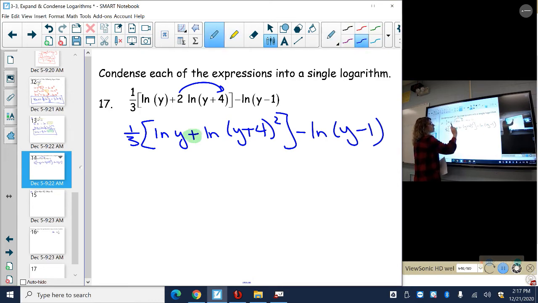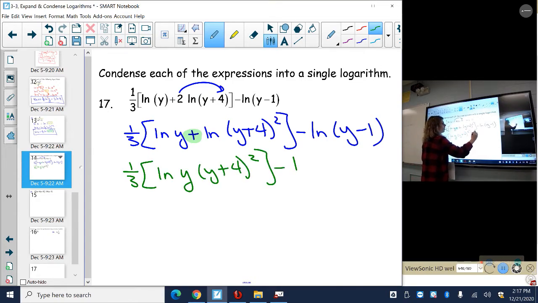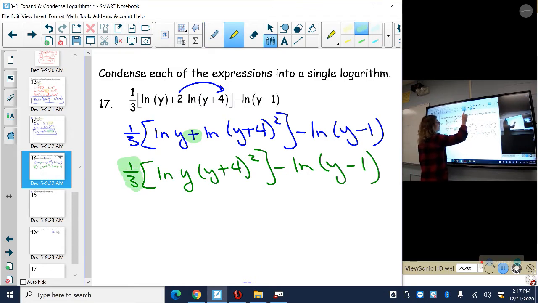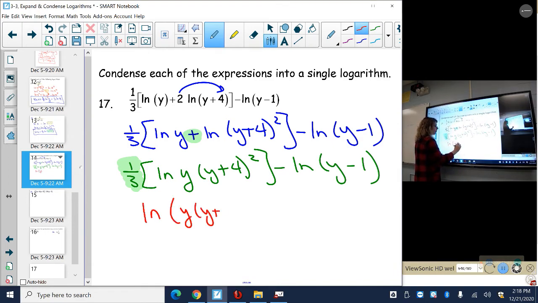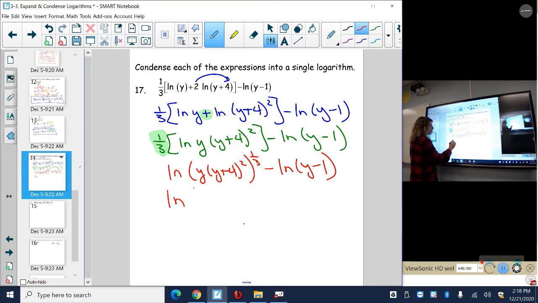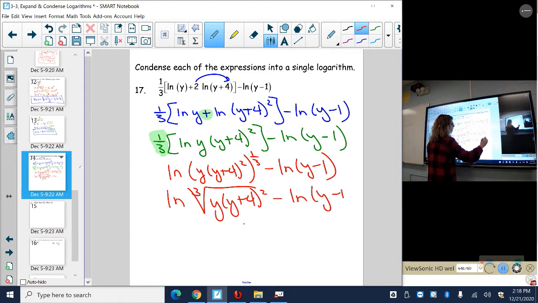Inside here, I'm attached by addition. That means I'm going to go ahead and have a third bracket, natural log of y times y plus 4 squared, minus the natural log of y minus 1. Now I have to deal with this bracket, meaning this bracket needs to have that 1/3 put back on it. So I'm going to go ahead and make this the natural log of y times y plus 4 squared to the 1/3 power. That 1/3 power is simply going to be rewritten as the natural log of the cube root of y times y plus 4 squared minus the natural log of y minus 1.